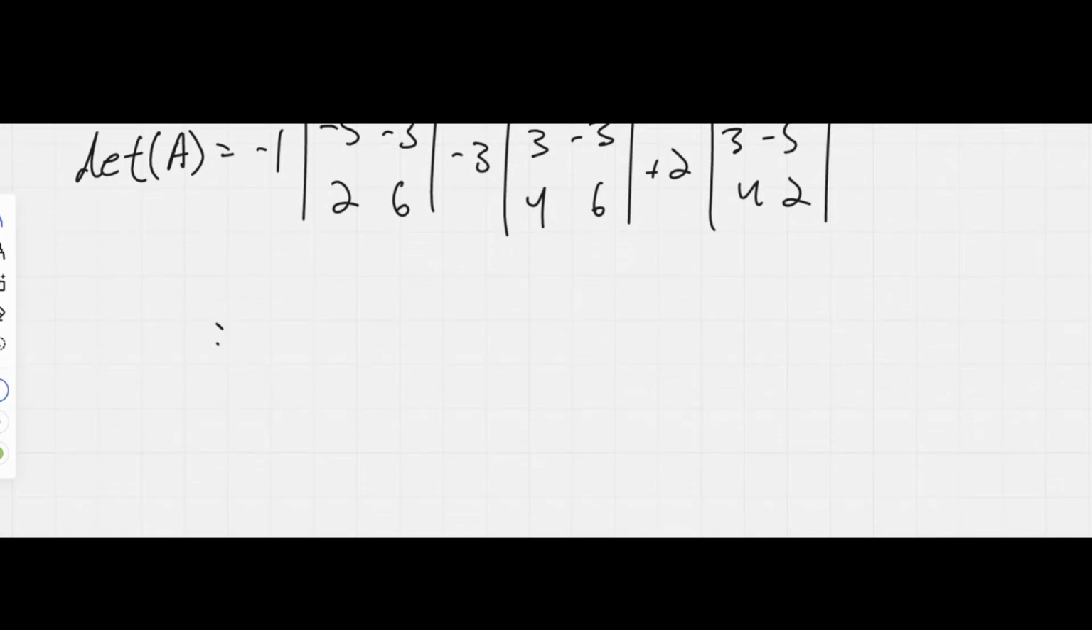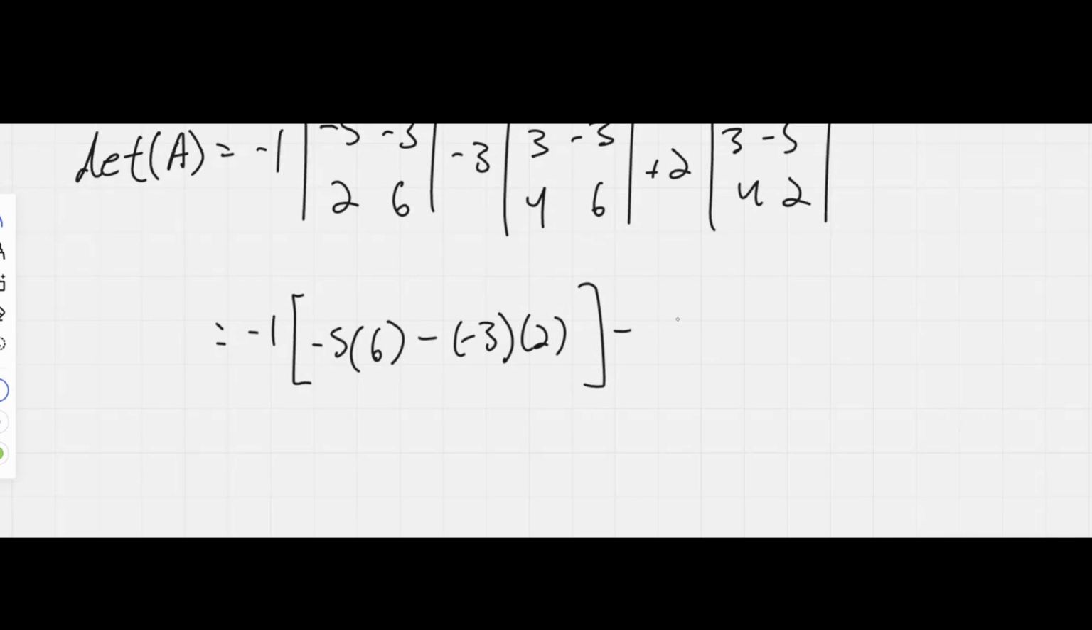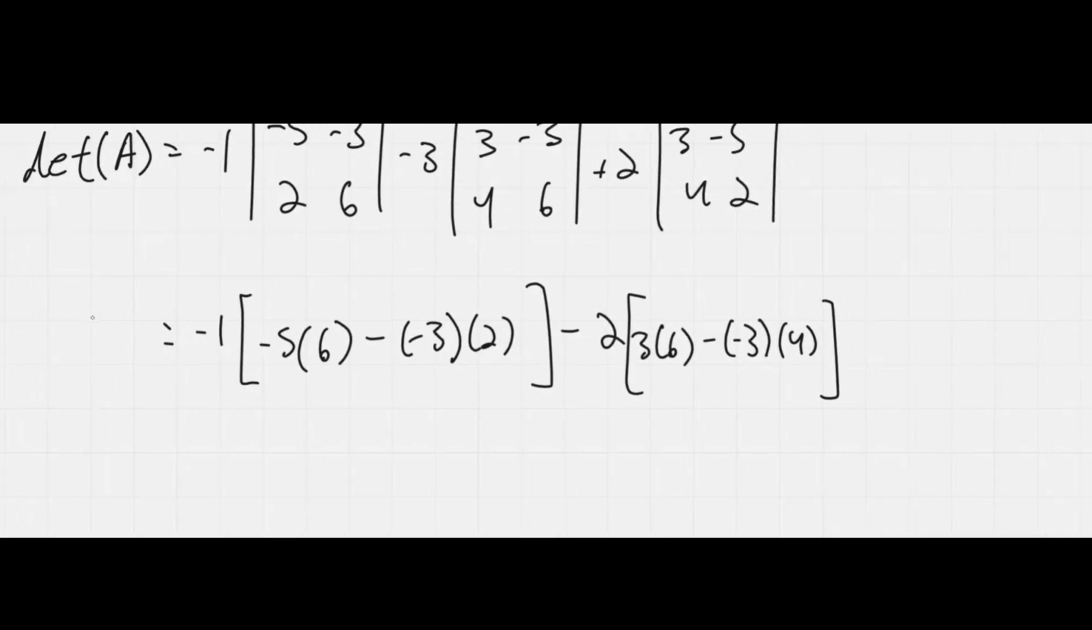So first off, we have a scalar -1. We're going to multiply that with -5 times 6, subtracted by -3 times 2. All right, the second value that we have over here is going to be 3 times 6, subtracted from -3 times 4.